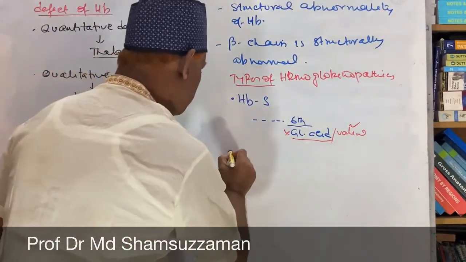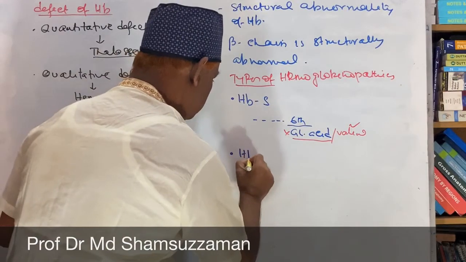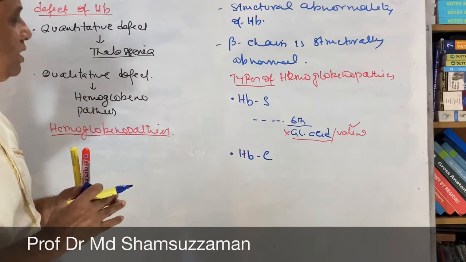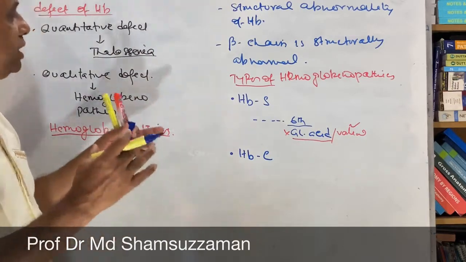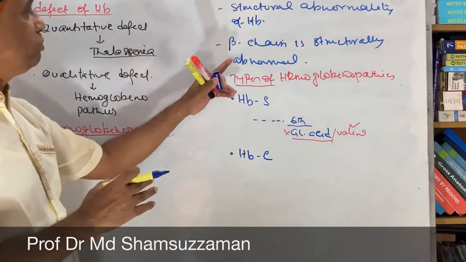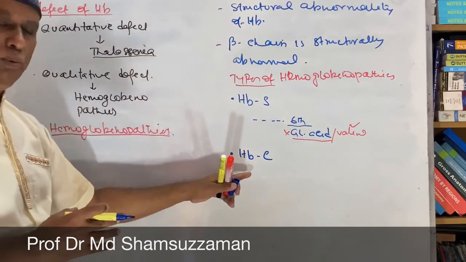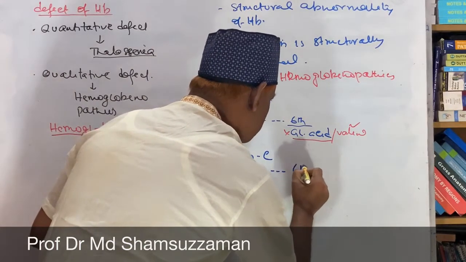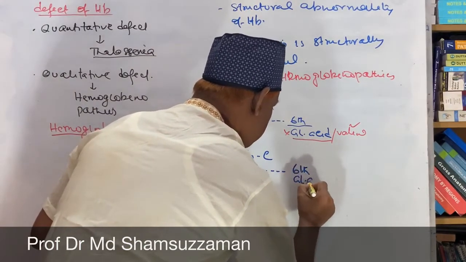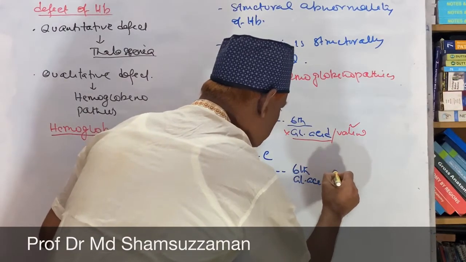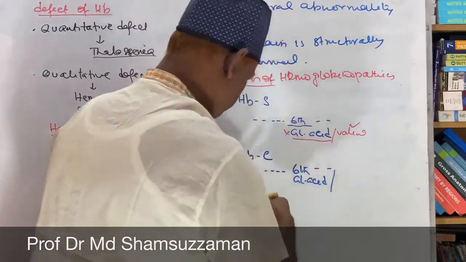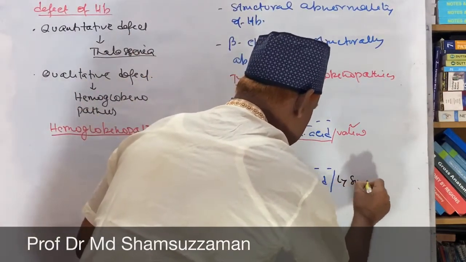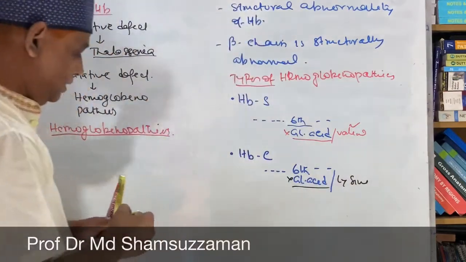Now come to hemoglobin C. What structural abnormality occurs in the beta chain polypeptide to become hemoglobin C? If in the sixth position the normal glutamic acid is replaced by the amino acid lysine, then it is called hemoglobin C.